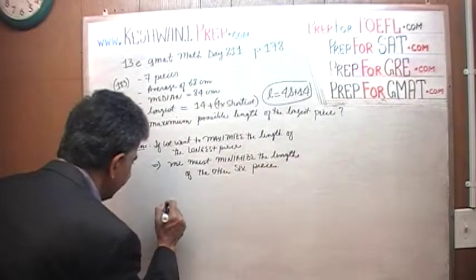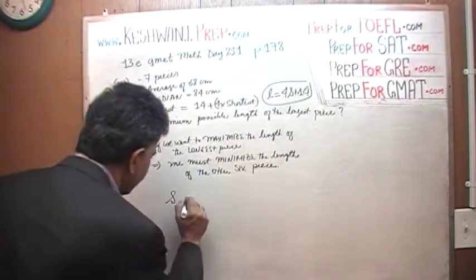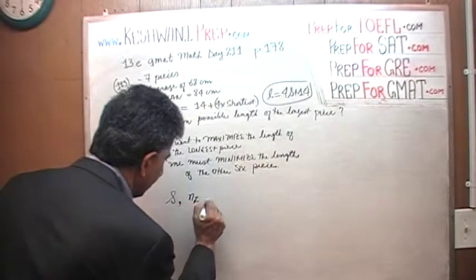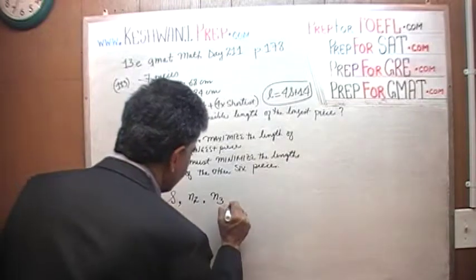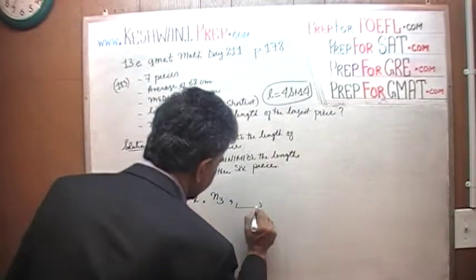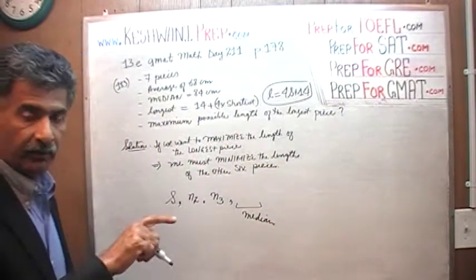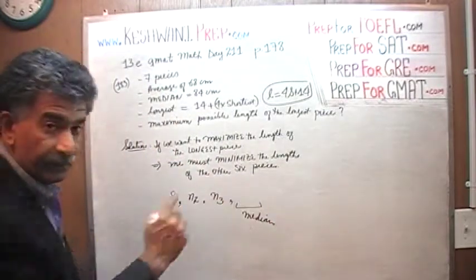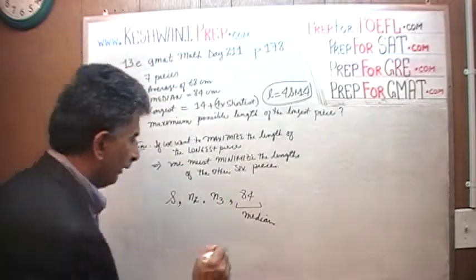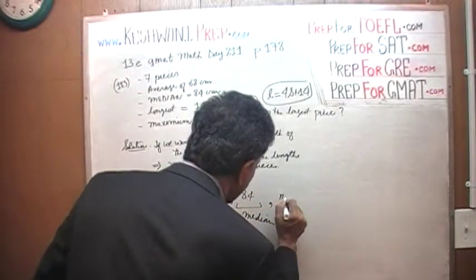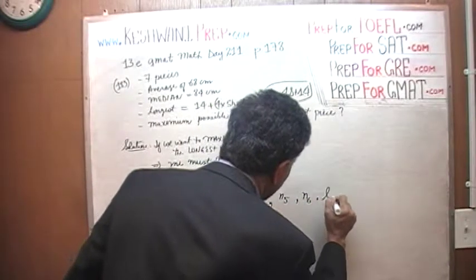Here is our shortest piece, which is the first entry. Then we have the second entry, let's call it N2. Then we have the third entry, N3, the third piece. The fourth piece is going to be our median because there are 7 of them, which means there are 3 to the right of it, 3 to the left of it, and these are arranged in order. And that's your 84. Then we have our N5. Then we have our N6. And then we have our longest piece.